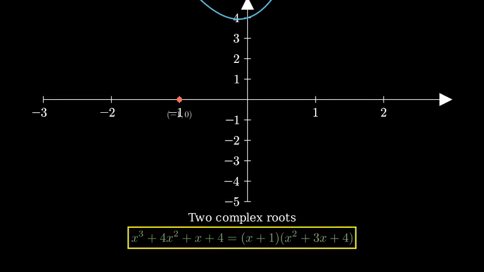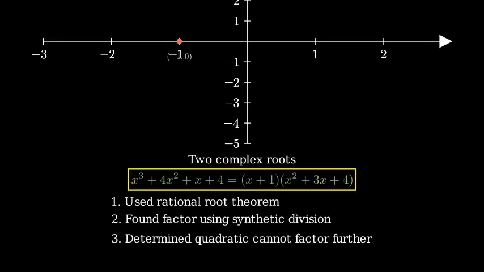To summarize, we use the rational root theorem to find possible roots, use synthetic division to find one factor, and determine that the remaining quadratic factor cannot be factored further.